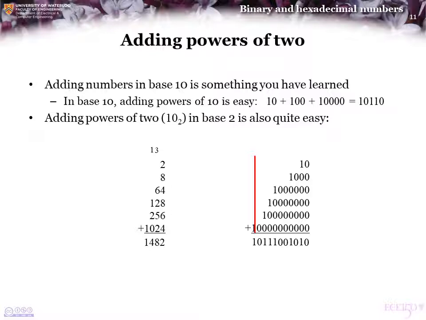So the number on the right, 10111001010, represents the number of objects that we would normally call 1,482 objects.